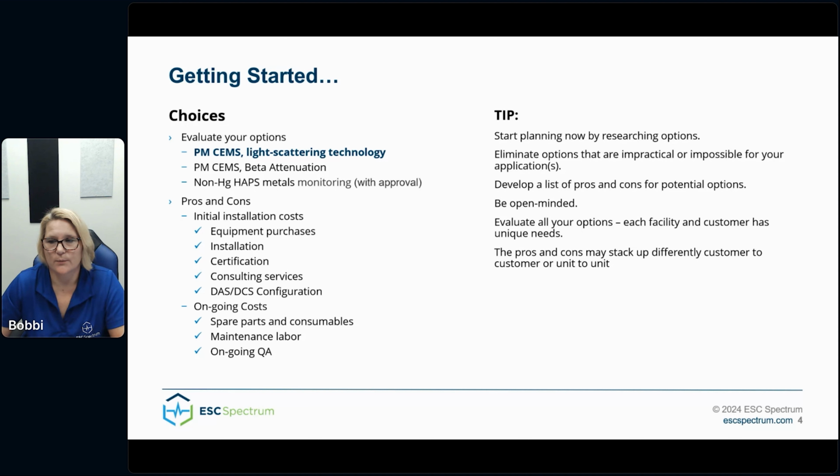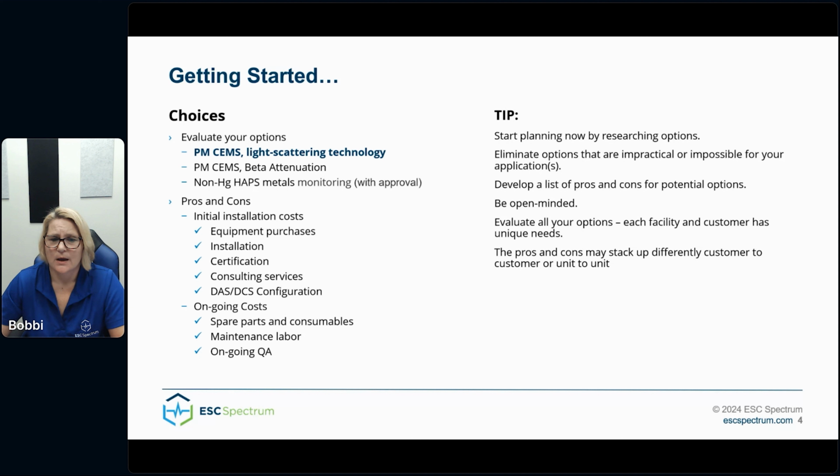These monitors work on batch sampling, so we don't have enough time in today's presentation to go through the pluses and minuses of each technology, but it's important to note that there are distinctive pros and cons to each option. So when evaluating your options, look at the options holistically, installation and ongoing. On the installation side, don't forget about equipment purchases, installation, certification, consulting services, DAS and DCS configuration. Each option will also have ongoing costs for spare parts and consumables, maintenance labor, and ongoing QA.